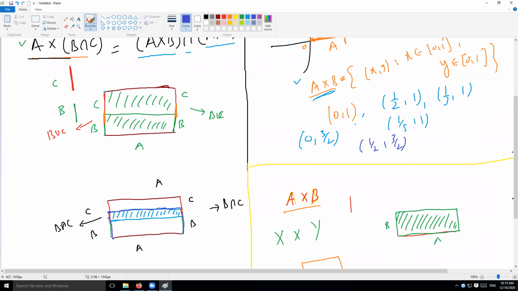So this rectangle, I don't know what color I should put. Let's put yellow. This yellow part is what? This yellow part is A cross B, right? Where does C go up to? I'm really bad at colors. So C is up to this part, up to this blue line actually. So this entire is C, and this blue line is A, and then take the cross product.